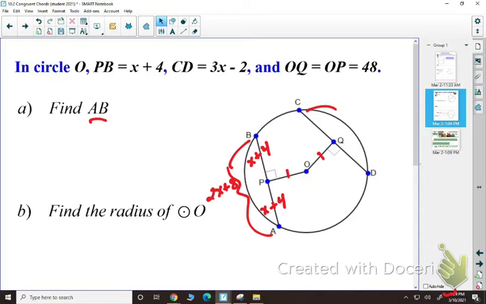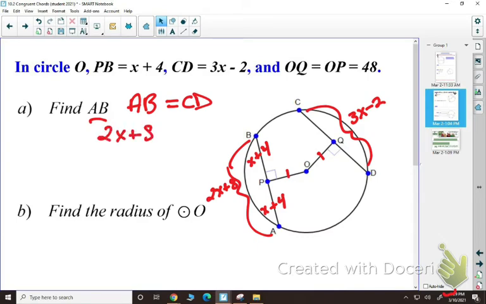And again, it tells us that segment CD is 3x minus 2. So again, AB and CD have to be the same length because they're the same distance from the center. So we're going to set them equal to each other. So we're going to say 2x plus 8 equals 3x minus 2.